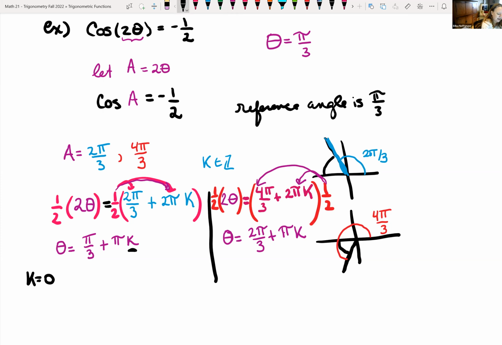Now let's look at when k is 1. If k is 1, I have pi thirds plus pi, because 1 times pi is pi. So pi thirds plus pi, getting a common denominator, pi thirds plus 3 pi thirds is 4 pi thirds. And if theta is 4 pi thirds, that does fall in our interval. So 4 pi thirds is another answer that would work.